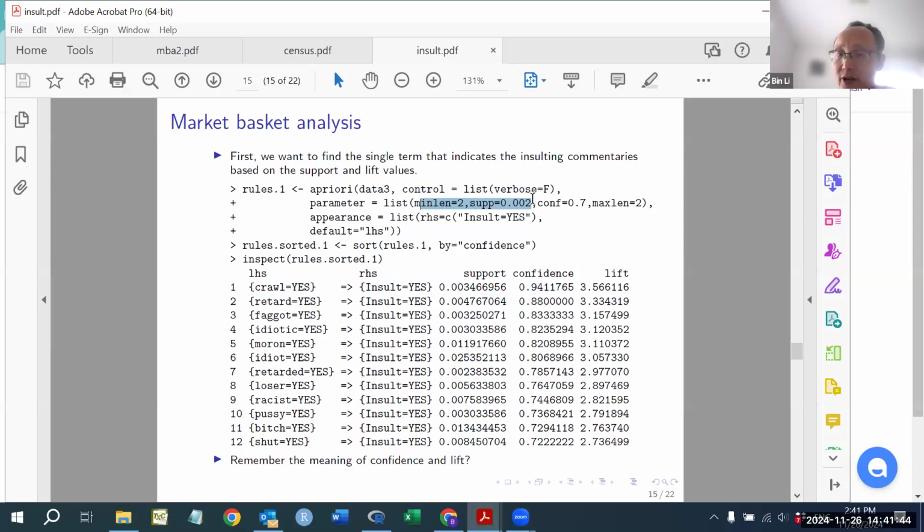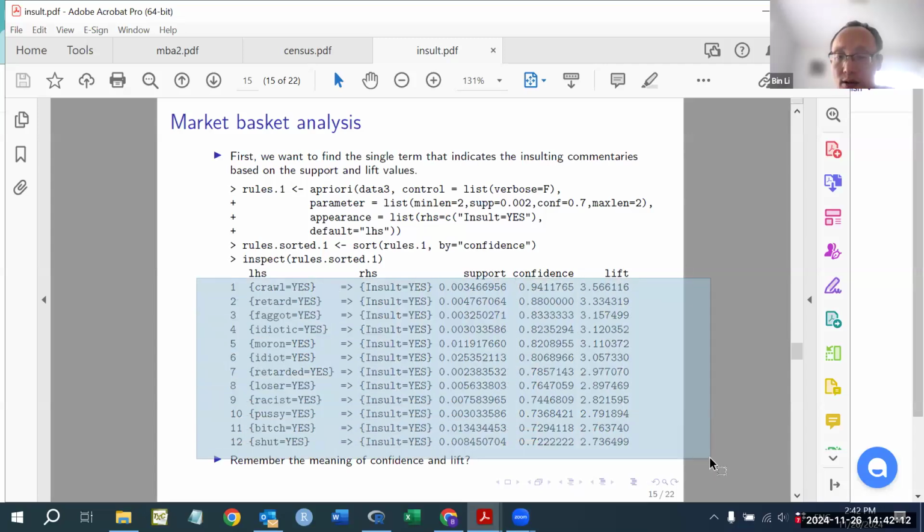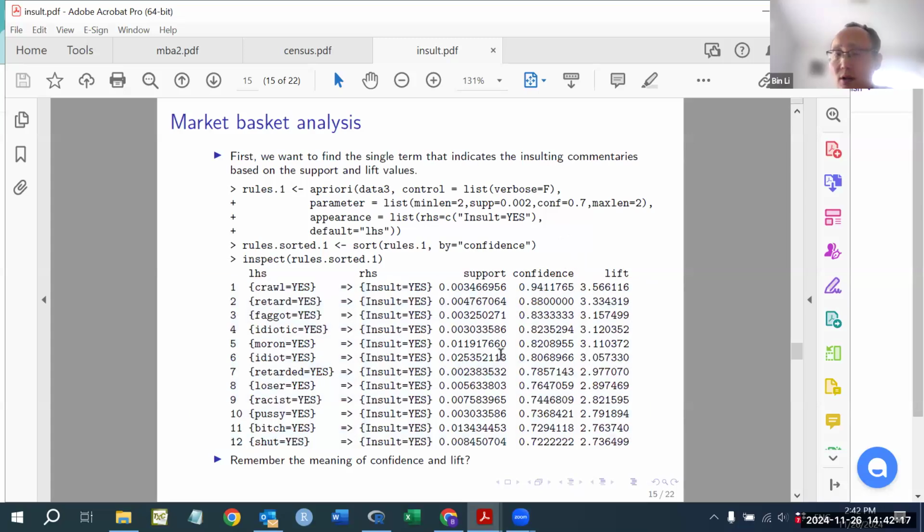The minimum support threshold is 0.002. The confidence threshold is 0.7. Max length is also 2, so that means the length has to be 2. Okay, and the results, so the right hand side is insulting equals yes. Okay, so by running this, you can see we found this bag of words that has the highest confidence levels, sorted by the confidence.